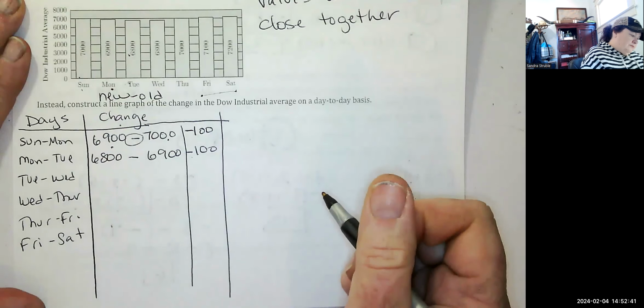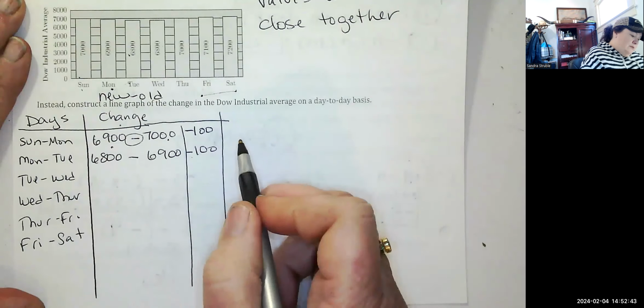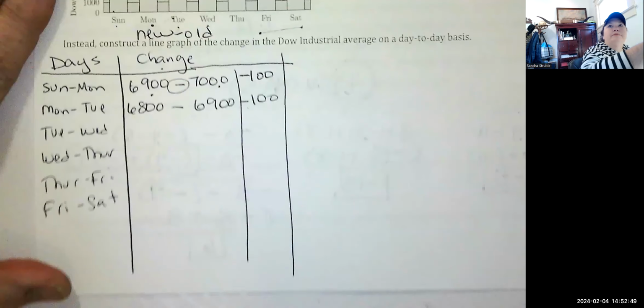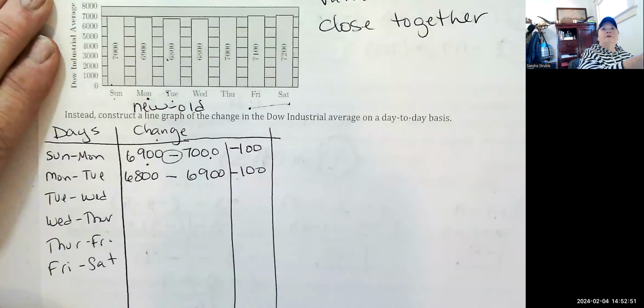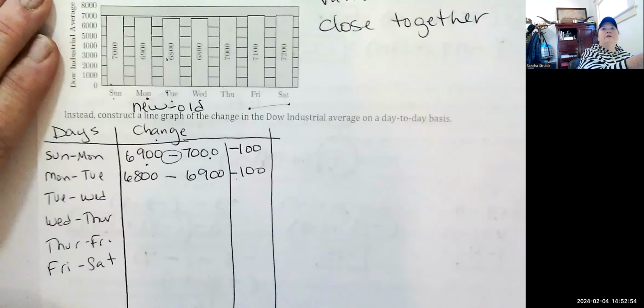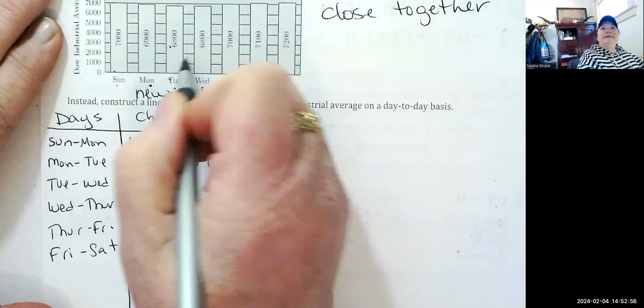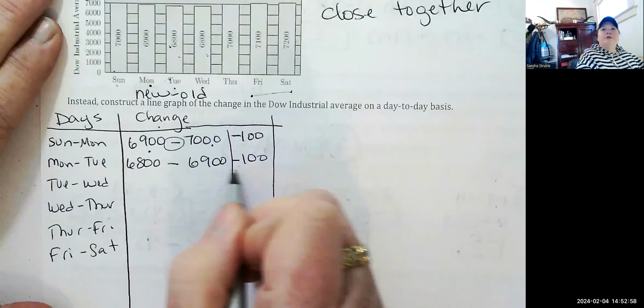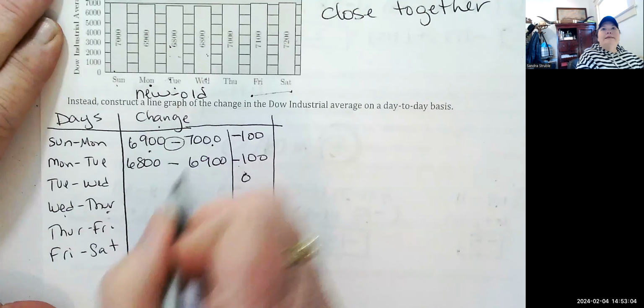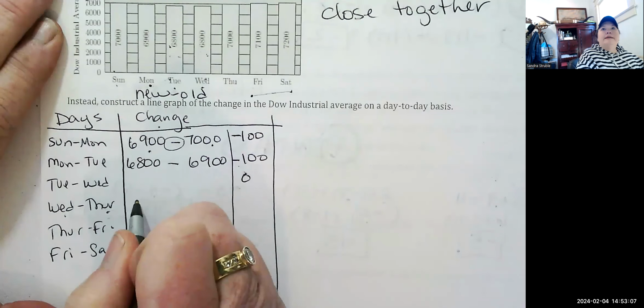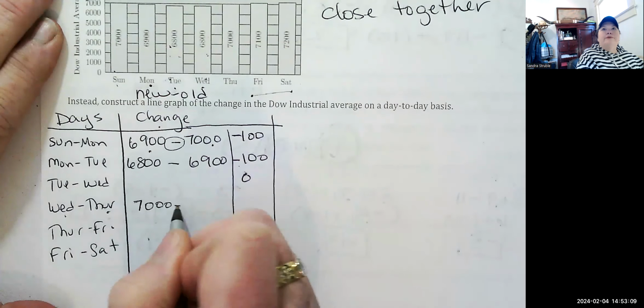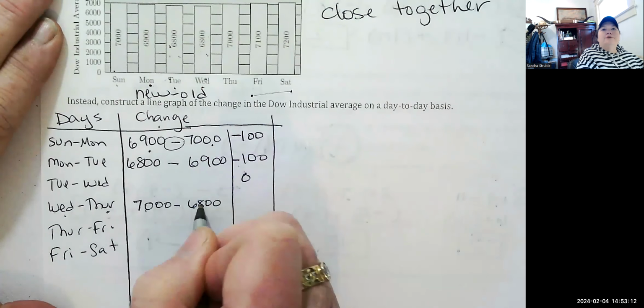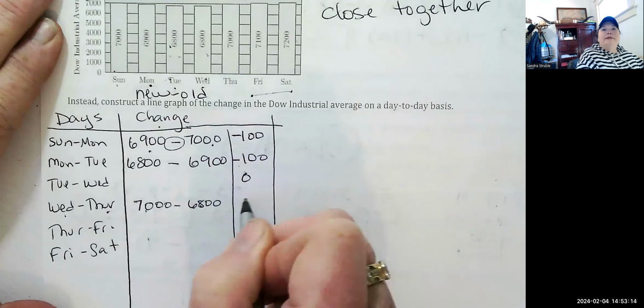All right. What happens from Tuesday to Wednesday? I know this is hard to see, it's a little blurry. There we go, get a little closer. No, it's not going to clean up anymore. But they're both 6,800, so there's no change. 6,800 minus 6,800, there's no change. Wednesday to Thursday. Wednesday is 6,800. Thursday is 7,000. So there's a difference. New minus old. Subtract them because the signs are different. Take the sign of the larger number, which is the 7,000.